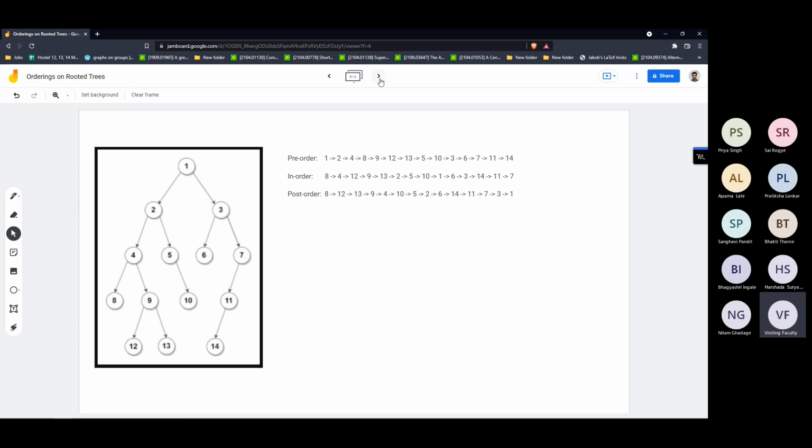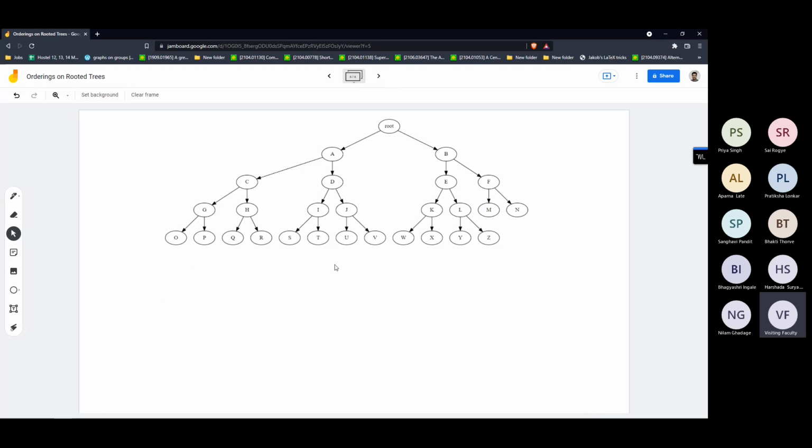All right. So finally, this is another exercise for you. So this is again another exercise, to list the pre-order, in order, and post order. This is going to be longer.